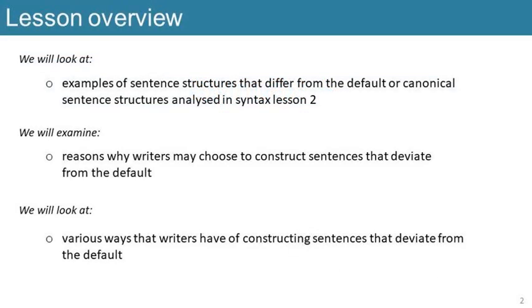This third lesson in the series on syntax looks at examples of sentence structures that differ from the default or canonical sentence structures analysed in Syntax Lesson 2. We will examine the reasons why writers may choose to construct sentences that deviate from the default, and we will look at the various ways they have of doing so.